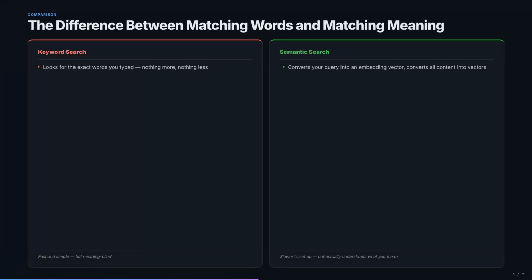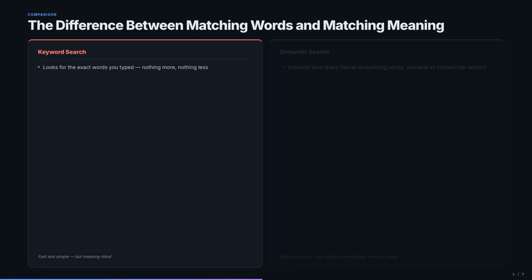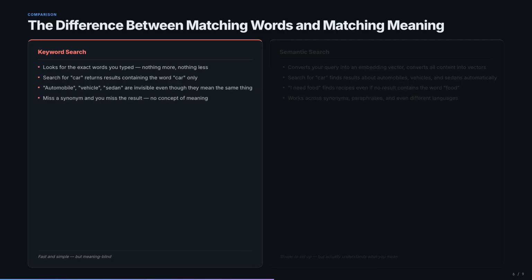Let us compare the old approach with the new one. Keyword search is how the internet worked for its first decade. It is simple and fast but completely literal. It looks for the exact words you typed, nothing more, nothing less. A tiny variation in wording loses the result. Search for car and results containing automobile or vehicle are invisible even though they mean the same thing. Miss a synonym and you miss the result. The computer has no concept of meaning at all.